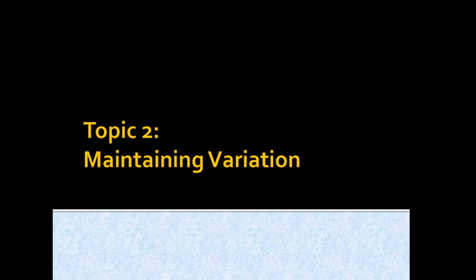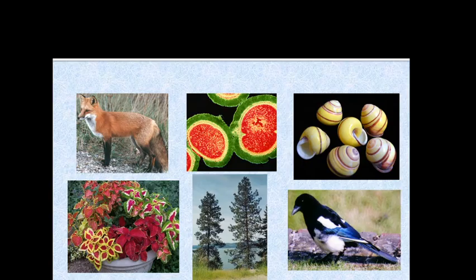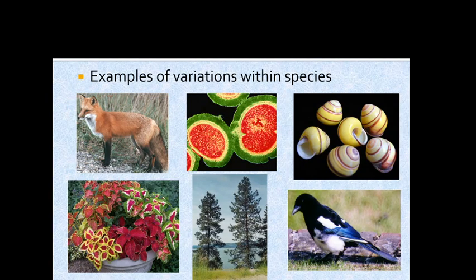Good morning, class. So for today, we'll start with topic two, maintaining variation. I think we did start with this topic before the cancellation of classes, but we'll just go through the first part for now. Examples of variation: you see different colors, different structures for different animals.